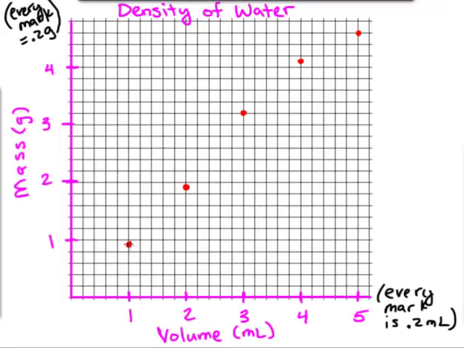So I plotted the dots here. Up 0.9 over 1. Up 1.9 over 2. Up 3.2 over 3. 4.6 over 5. And then up 4.1 over 4. Okay. So those are the data points.